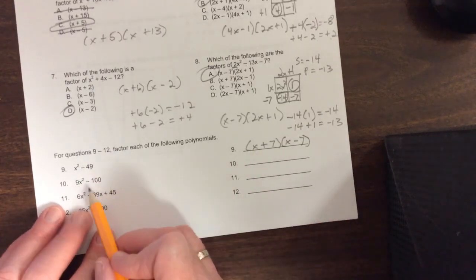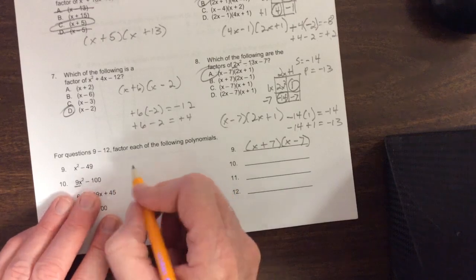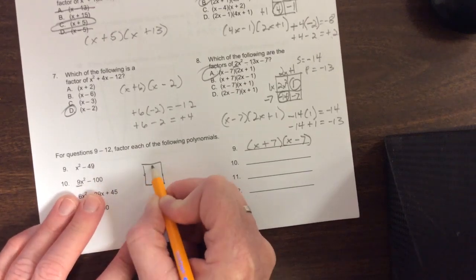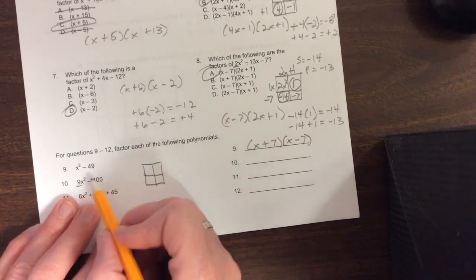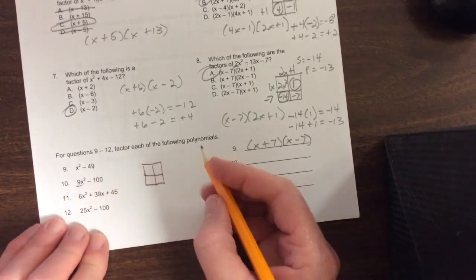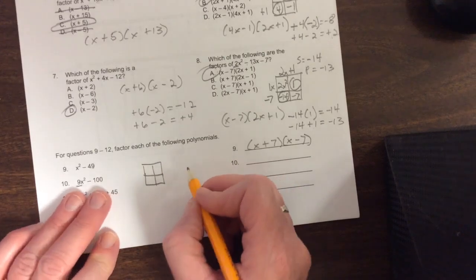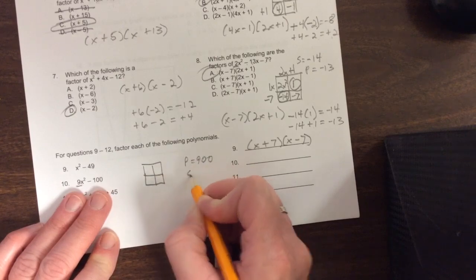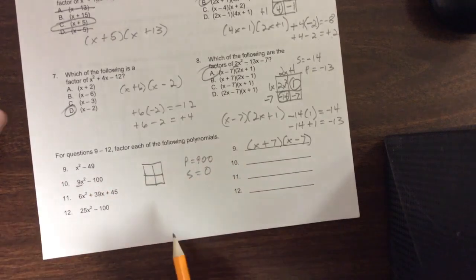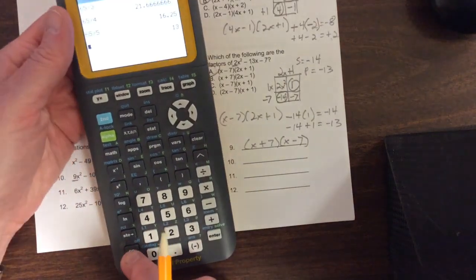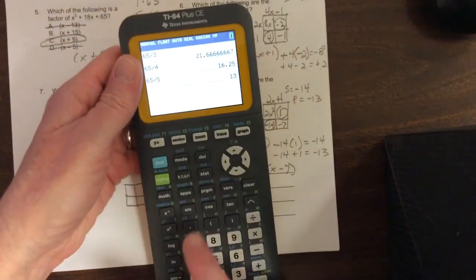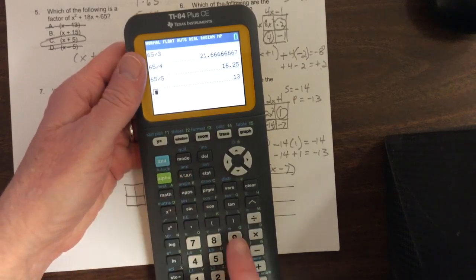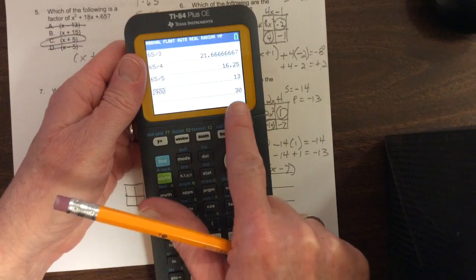This one has a coefficient, so I'm going to do the box method. I'm going to multiply 9 times the last number, which would be 900. Oh my goodness. So the product is 900, and the sum is 0. And let's see what we can have. It has to be something divided by itself because we have a 0. So I'm going to square root 900, and I know my answer is 30.